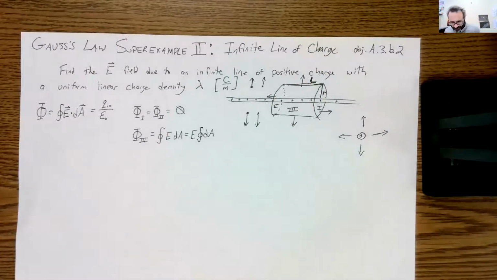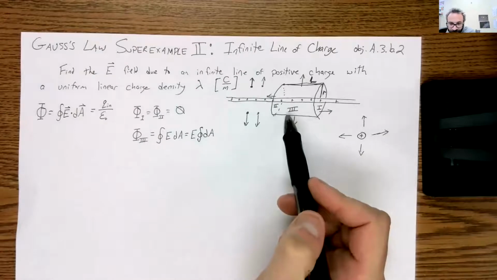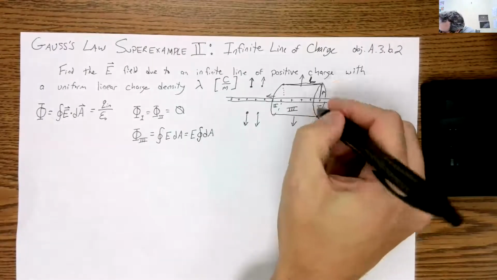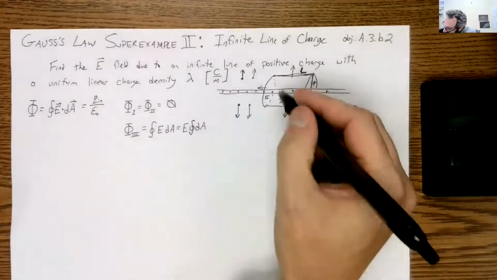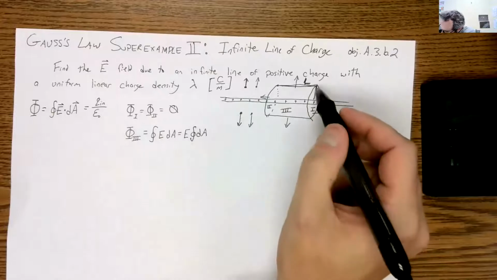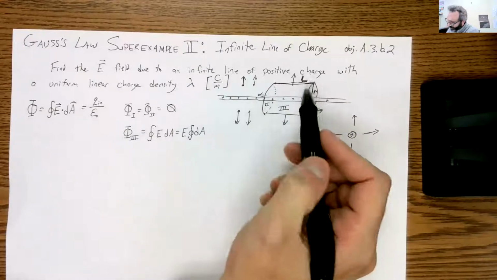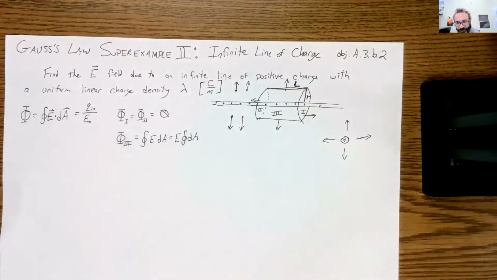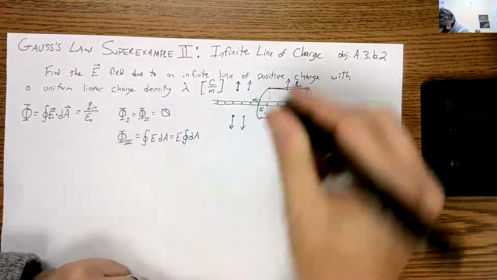Pi r squared times length would give us the volume of the cylinder, because that's the area of the end cap times this length. But that's not what we want. We want the surface area. How can we do that? If you think about cutting the cylinder along here and unrolling it, you've got a rectangle: 2 pi r times L. So it's 2 pi r times L.